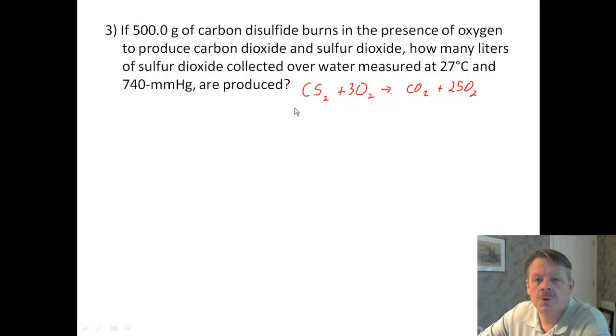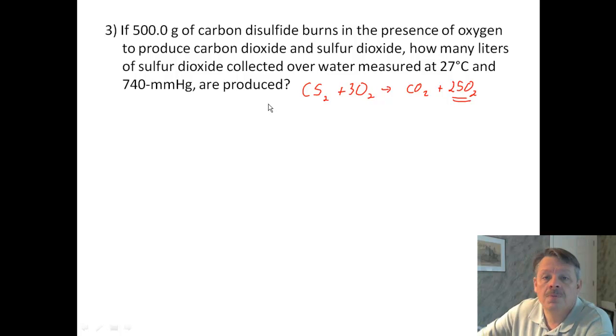So let's see, what do we have? We have 500 grams of this stuff burning, and how many liters of sulfur dioxide is produced? All right, so we're going to have to calculate how many moles of sulfur dioxide we produce. So we're going to start with grams of carbon disulfide. How much does carbon disulfide weigh?